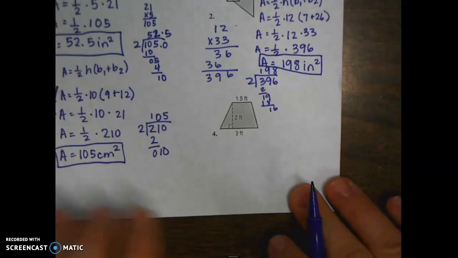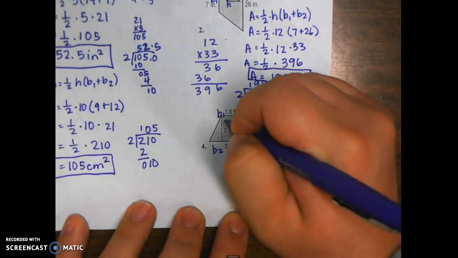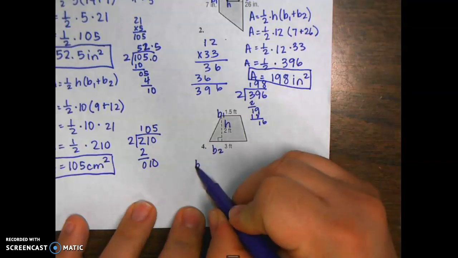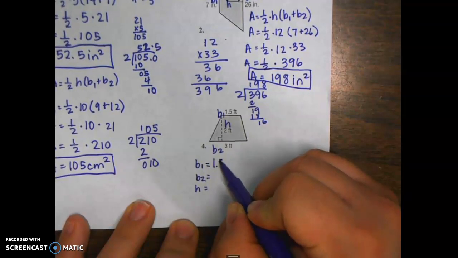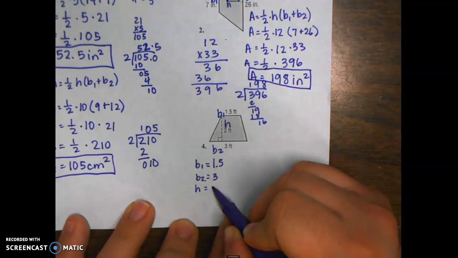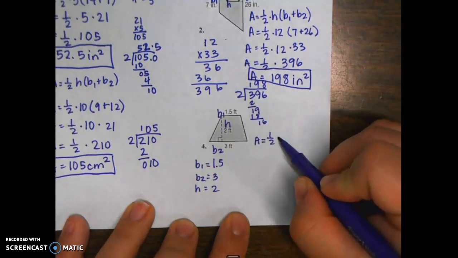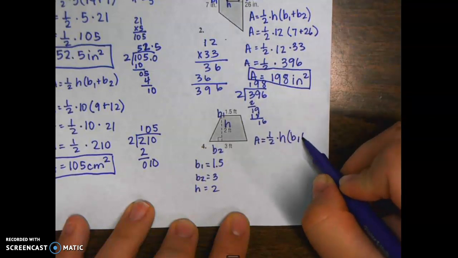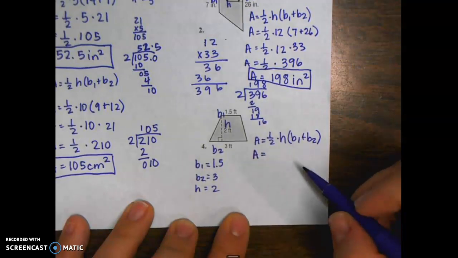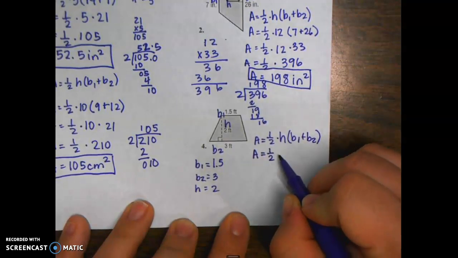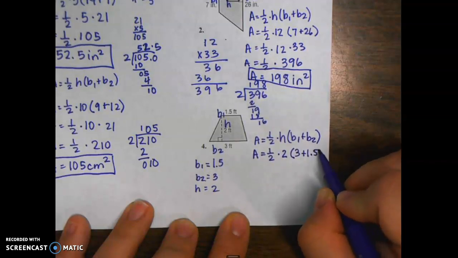Okay, one more problem to work on. So identify your two bases. Identify your height. So B1, B2, height, 1.5, 3, and 2. Area is half of the height times the base 1 plus base 2. So area equals 1/2 times 2 times 3 plus 1 5/10.